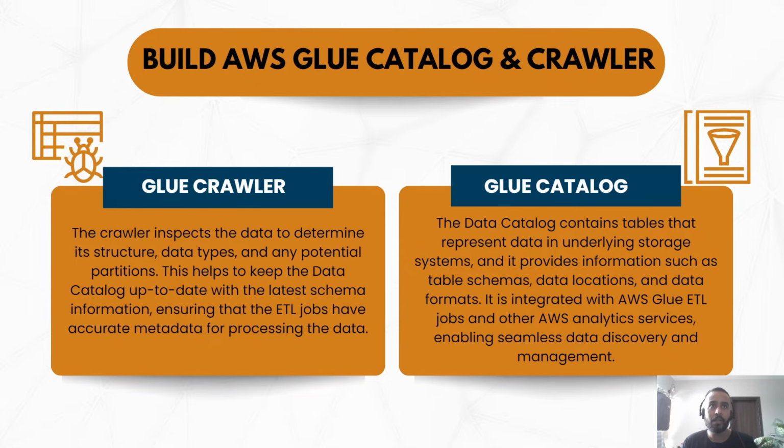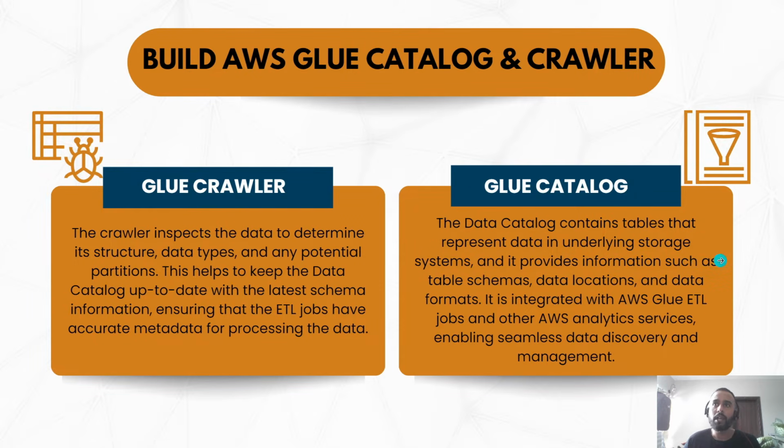So you can take an example that it will actually determine the structure of the CSV file, the data types of the CSV data, and any potential partitions which is there as part of that CSV file. And this helps to keep the catalog up to date. What we mean by that is it's the job of the crawler to fetch whatever changes comes in and to update the GlueCatalog table so that the data which is being fetched by our Glue job is up to date.